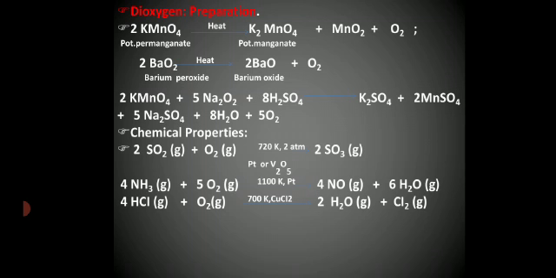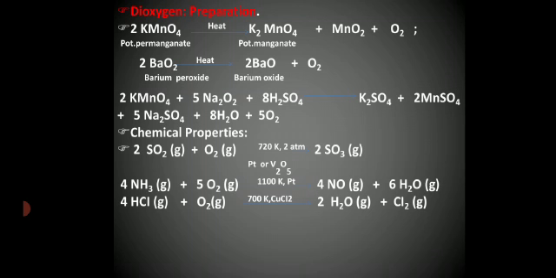Now coming to the preparation of oxygen, we can prepare it by heating KMnO4, which gives K2MnO4 and oxygen gas. Similarly, barium peroxide when heated gives barium oxide and oxygen gas. Potassium permanganate heated with sodium peroxide and H2SO4 gives potassium sulfate, manganese sulfate, sodium sulfate, water and oxygen. In the lab, potassium chlorate on heating in the presence of manganese dioxide gives potassium chloride and oxygen. Potassium nitrate on heating gives potassium nitrite and oxygen.